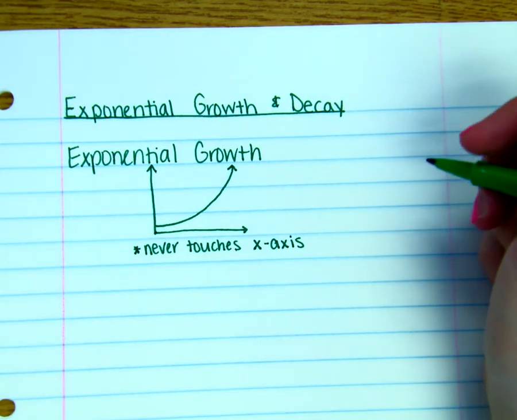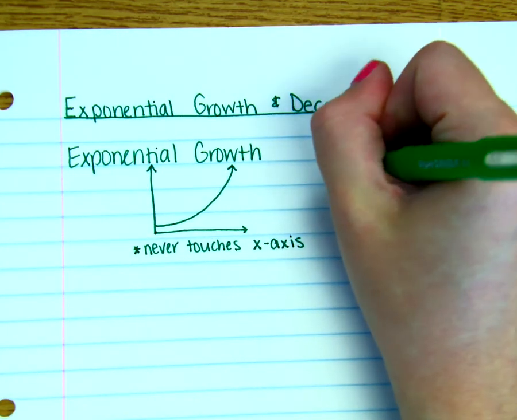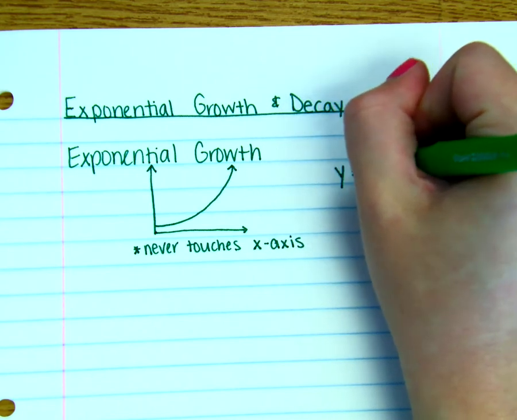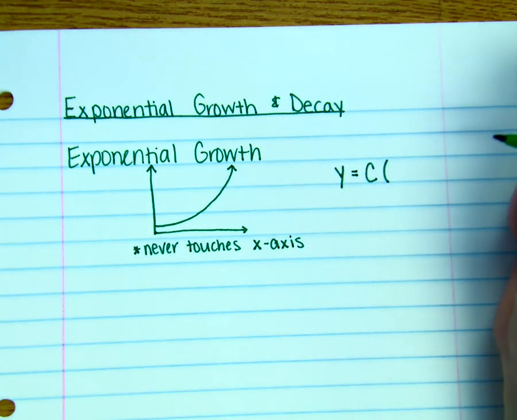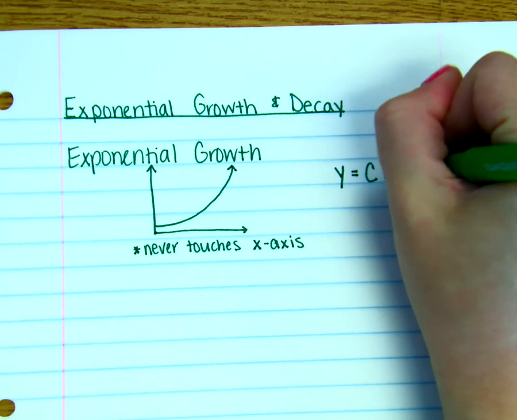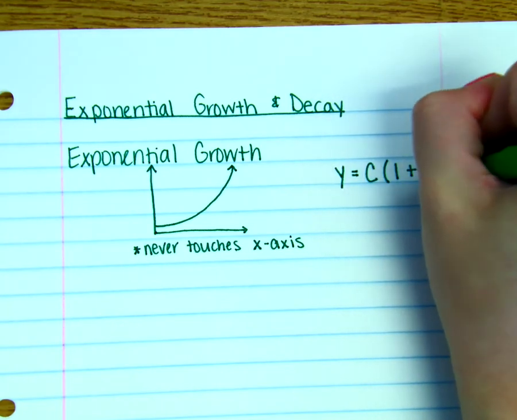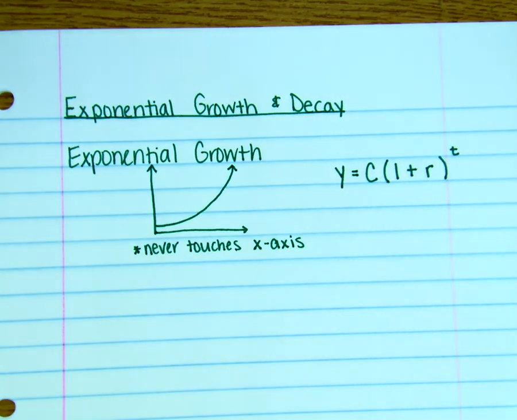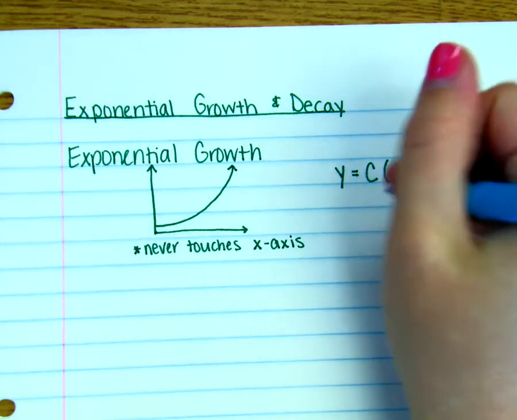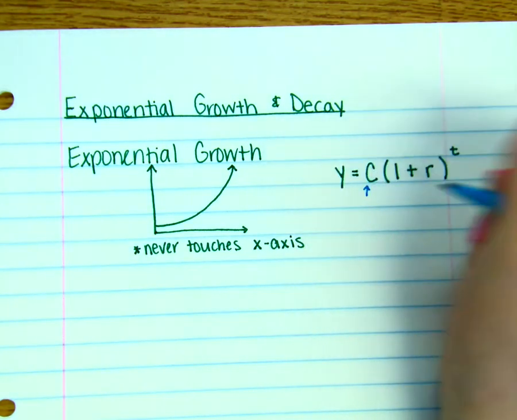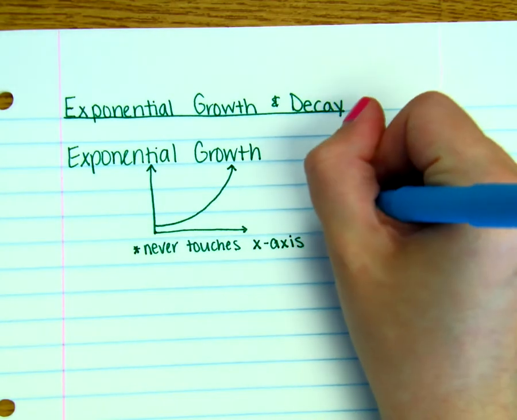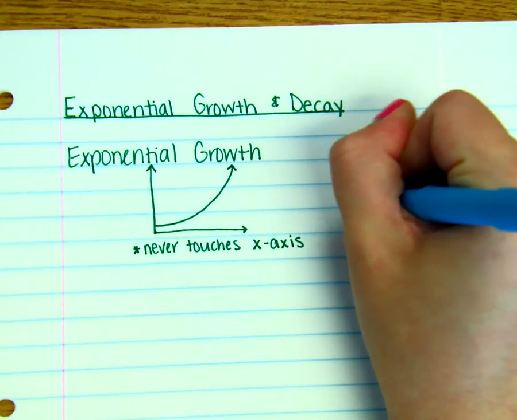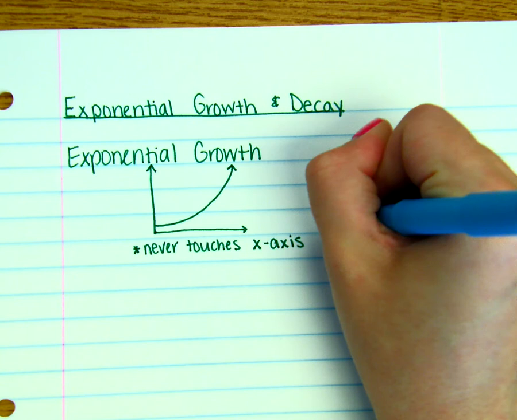Our formula for exponential growth is y equals c times (1 plus r) to the t power. Each letter represents something specific. C stands for, can you tell it's a different color? Yeah, I think you can. Initial amount.